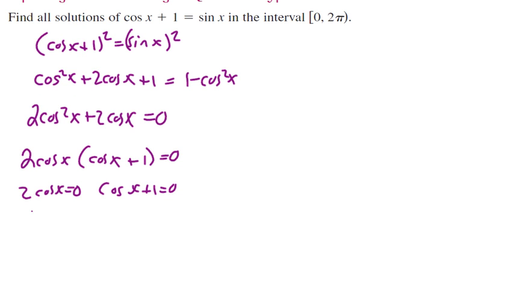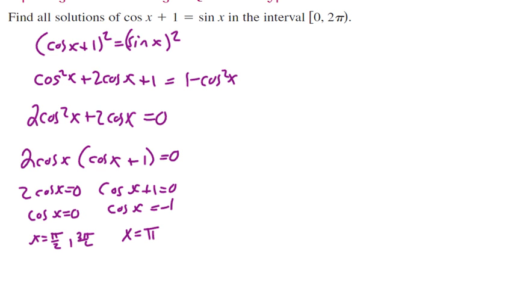So we're trying to find the cosine of what equals 0, by just dividing by 2 on both sides, and cosine of what equals -1. Just by knowing the unit circle, these can be derived very easily at pi over 2 and at 3 pi over 2. And cosine of -1, let's see, that's the point (-1, 0), it'd be just at pi.